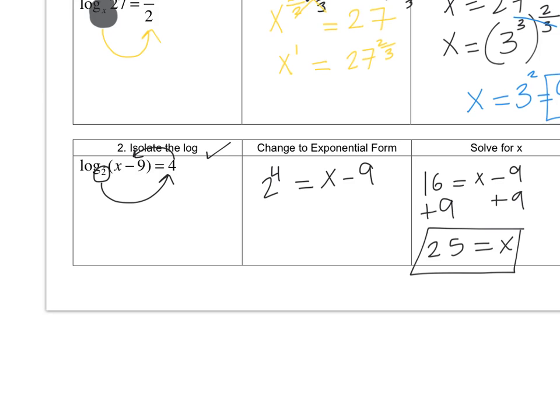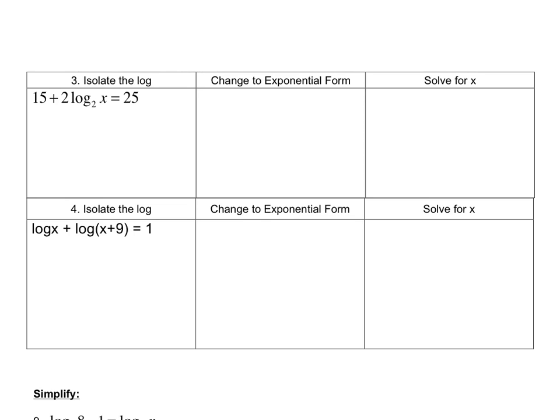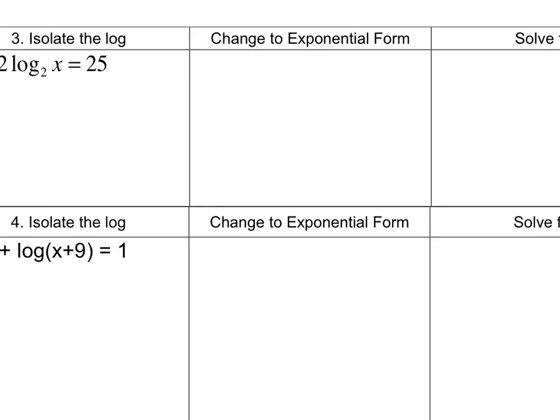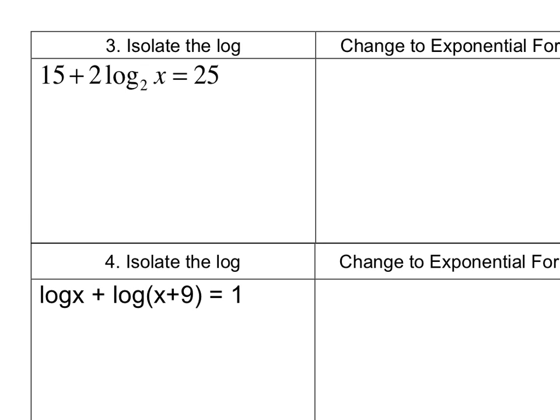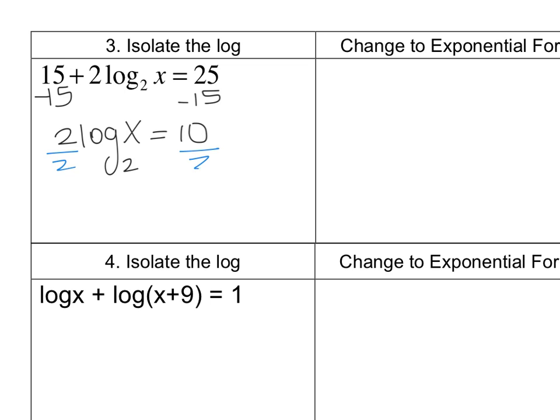Now let's move on to our third problem. We see that the log is not by itself. We have to isolate it. We start by subtracting 15 from both sides. So we get 2 log base 2 of x equals 25 minus 15, which is 10. Then I see that there is a 2 multiplied by the log, so I divide both sides by 2. So log base 2 of x is equal to 10 over 2, which is 5. Now there you go, the log is by itself.